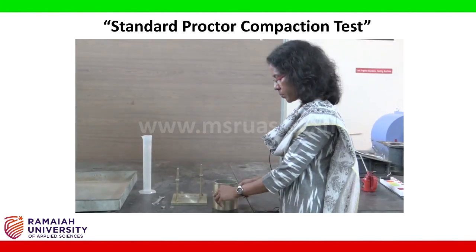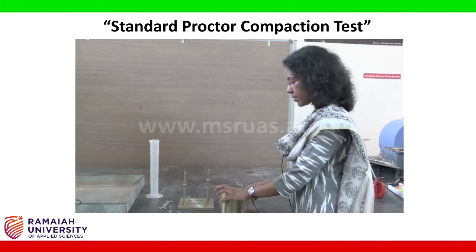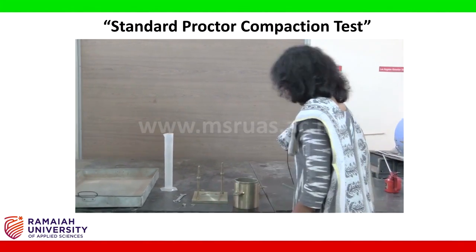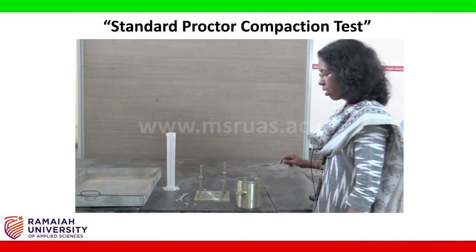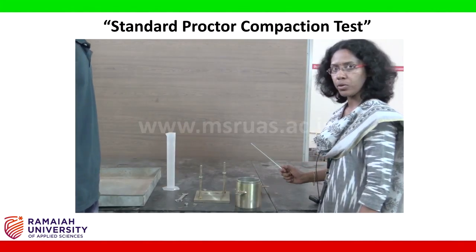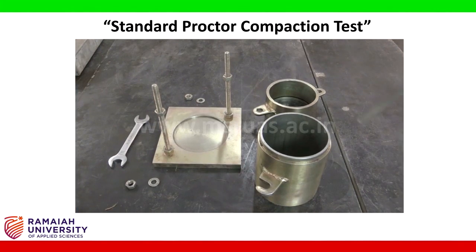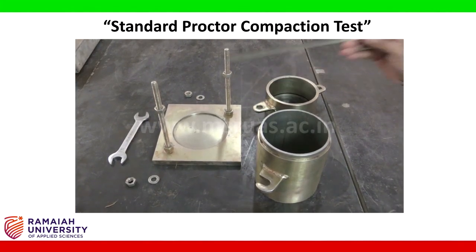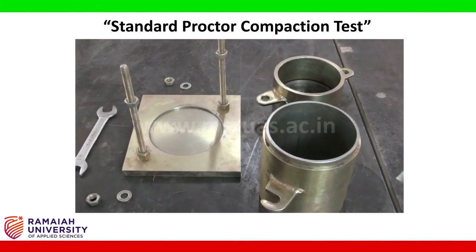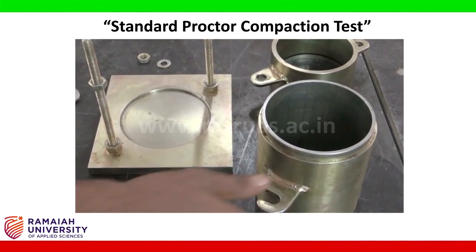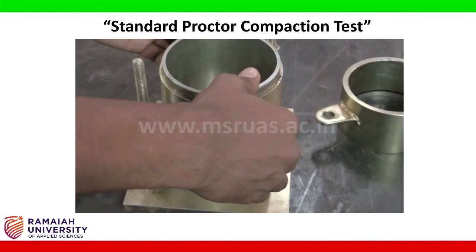Before starting the experiment, we have to fix the cylindrical mold to the base plate and the collar should also be fixed with the cylindrical mold. The inside surface of the cylindrical mold, the collar and the base plate should be greased initially. Now fix the cylindrical mold to the base plate.